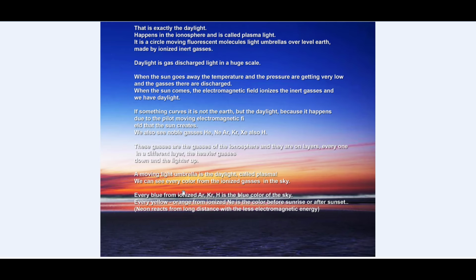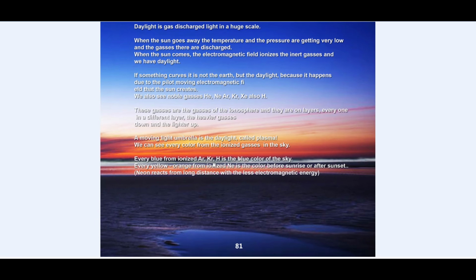Look at this. Every blue from ionized argon, krypton, hydrogen is the blue color of the sky. So the blue color is because of the ionization of the three noble gases, argon, krypton, and hydrogen. Very, very abundant. And every yellow-orange, everything in between of yellow and orange and reddish, from the ionized neon is the color before sunrise or after sunset. And I've seen it yesterday as well in sunset, and when I got up early in the morning, sometimes I see in the sunrise, the neon interacts with the electromagnetic force, and we have everything of yellow and orange.